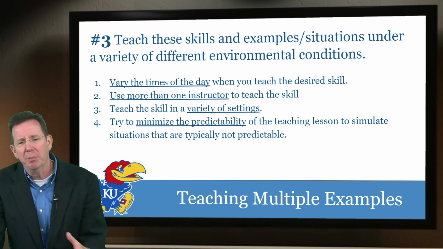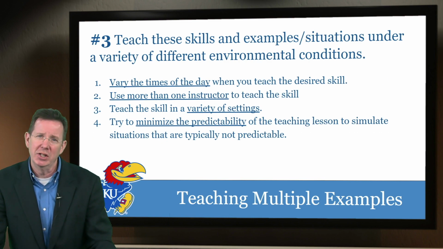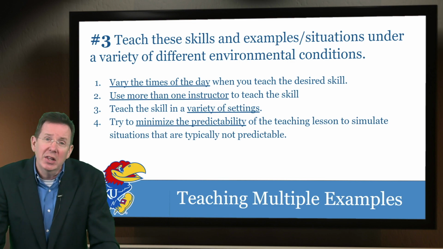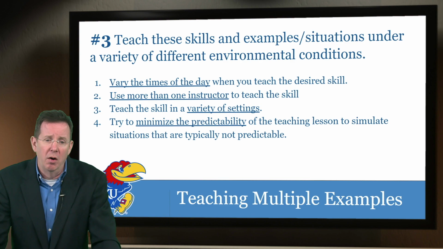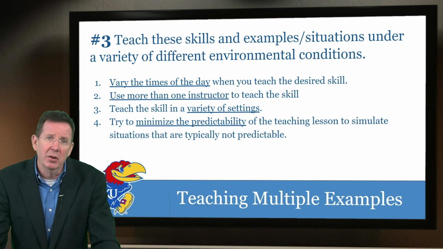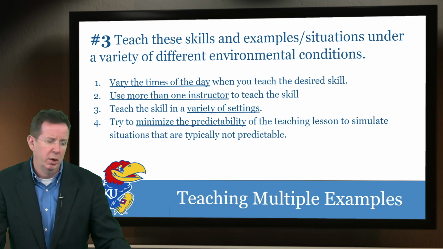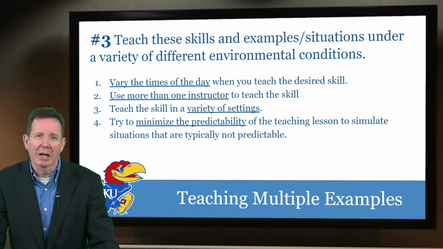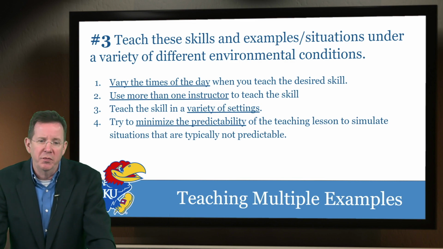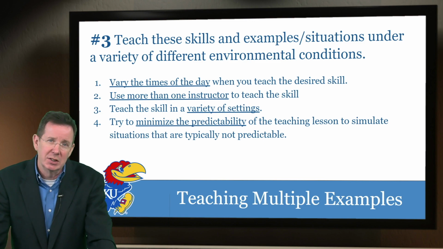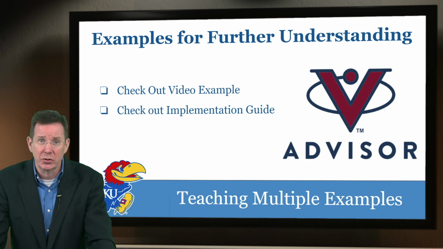And number three, with the implementation, we need to provide not only examples but situations. So vary the time of day, vary the individuals involved, vary the settings, and finally, minimize the predictability so that it's not simply, oh, X happens, I'm going to do Y. They need to be available for much more flexibility, so we're going to vary that predictability, and in so doing, hopefully heighten their ability to practice and then generalize that learned social skill.